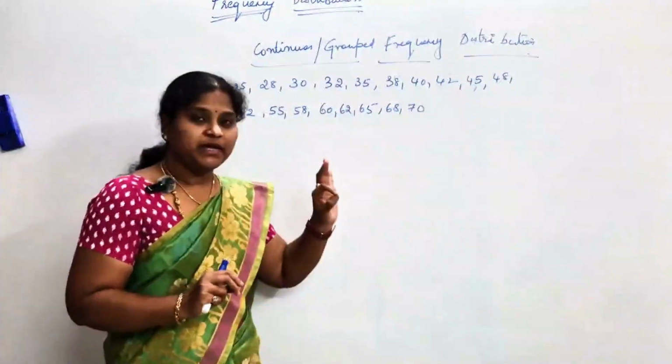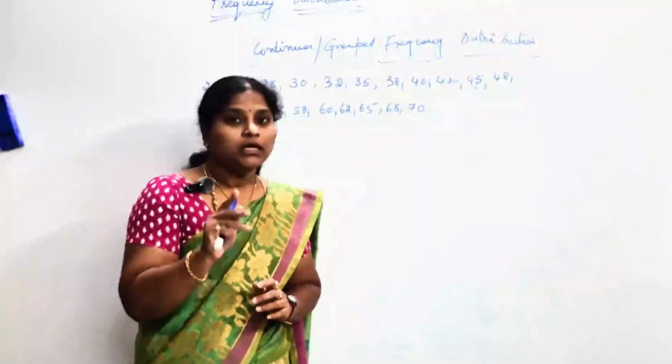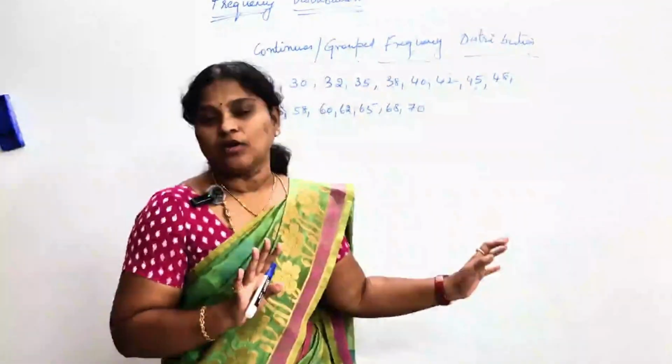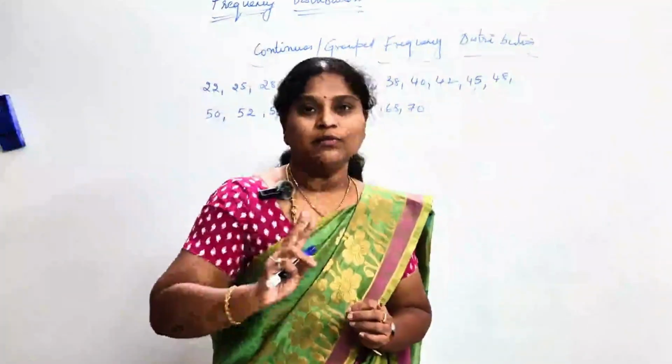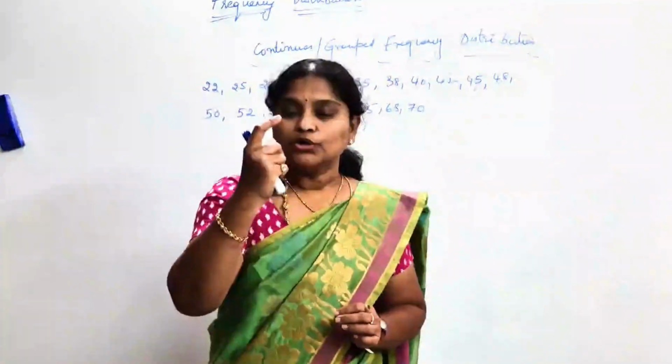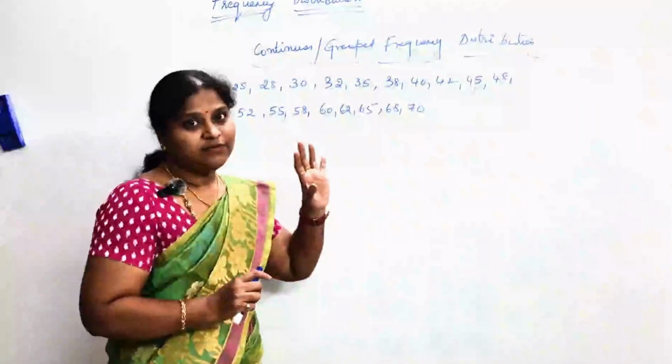Now let me explain the continuous or grouped frequency distribution, but with only limited data, because here we cannot do it for a large amount of data. We'll take an example with only 20 values and show you how the grouping of the data can be done. Right? Now here we have 20 values.